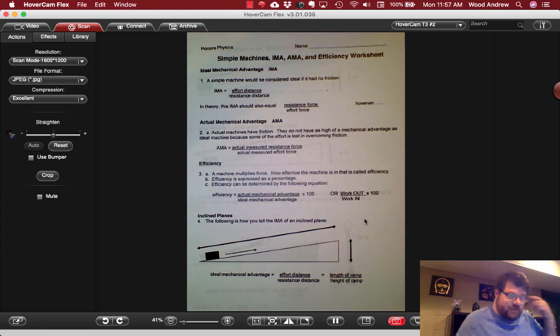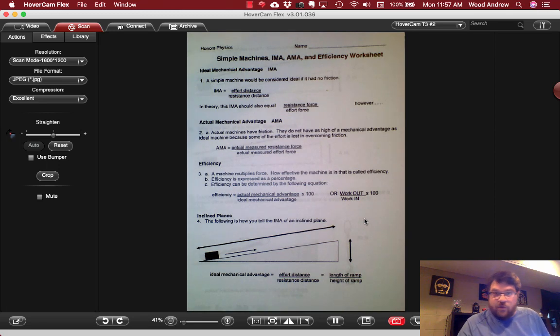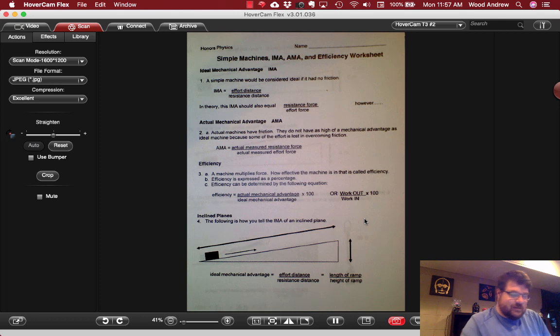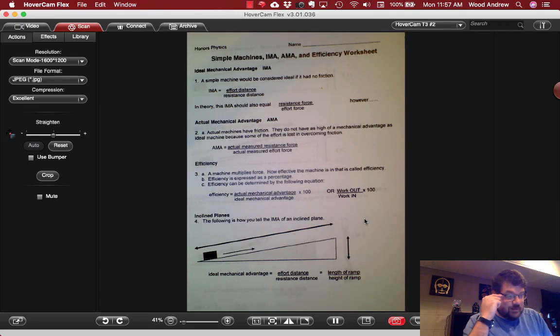So again, we're dealing with the idea of ideal mechanical advantage. That's mechanical advantage dealing with no friction, and that's basically just a ratio of the distances, the input distance and the output distance, or the effort and resistance distances. In a perfect world, that would be the mechanical advantage.